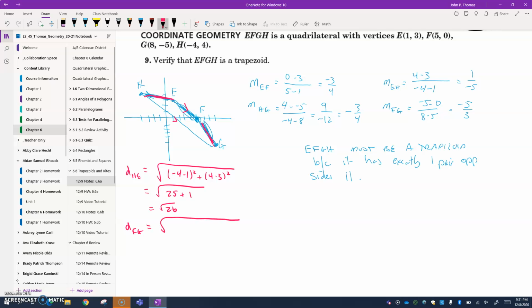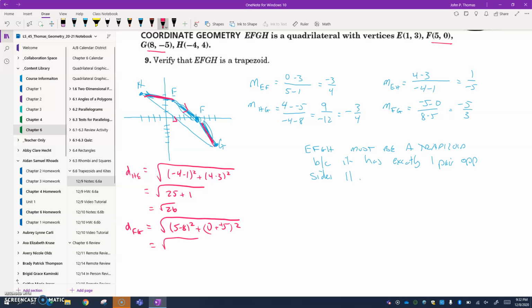All right, so FG, the middle two there. So for x's, I've got 5 minus 8, quantity squared, plus, for the others, I've got 0 minus negative 5, quantity squared. All right, because we're doing FG, so we're using this point and this point. So change in x's are 5 minus 8, and change in y's are going to be 0 minus negative 5, and we get this set up.